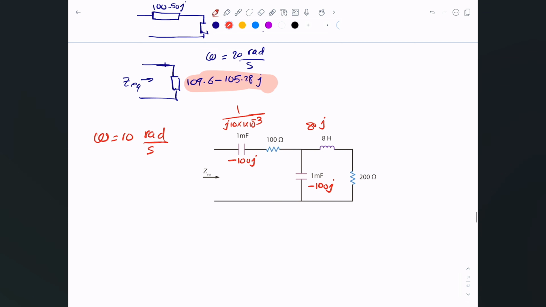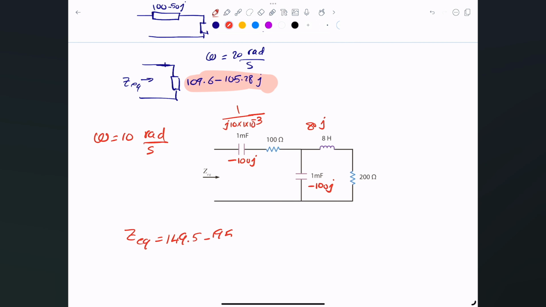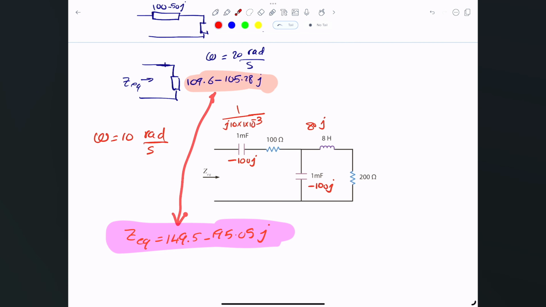So they're different. For the Z equivalent, you do the same thing: combine these in series, then in parallel with this, and then in series with that. You'll end up with a Z equivalent at that frequency of 149.5 - 195.05j. Comparing it to the other one, the two Z equivalents are not exactly the same. The impedance seen by any source driving them is different because it depends on the frequency.